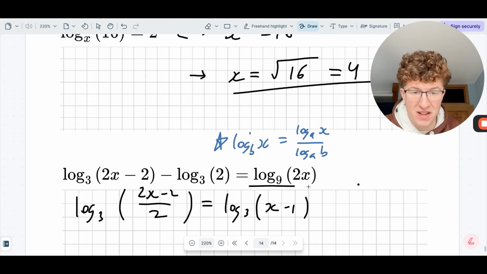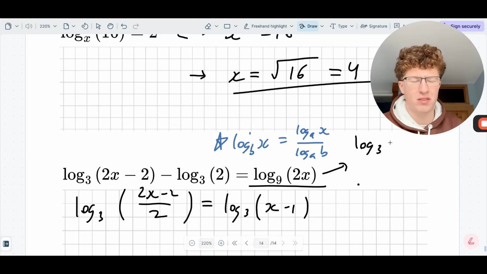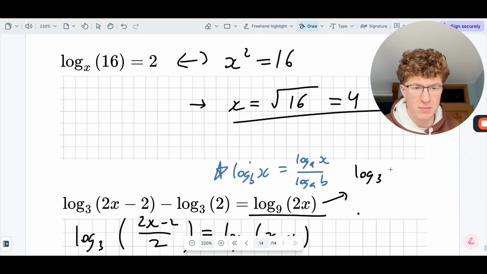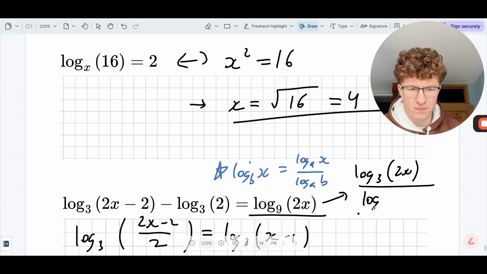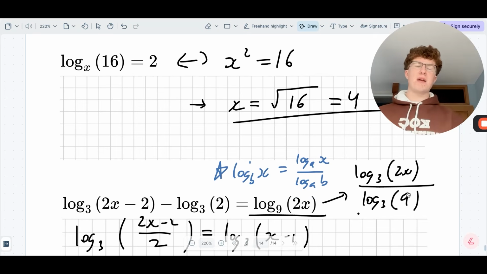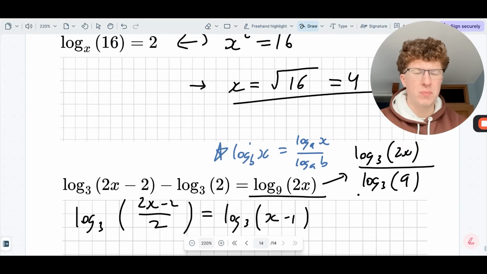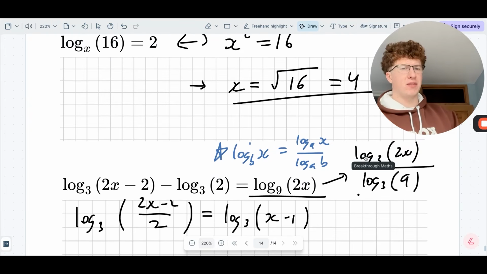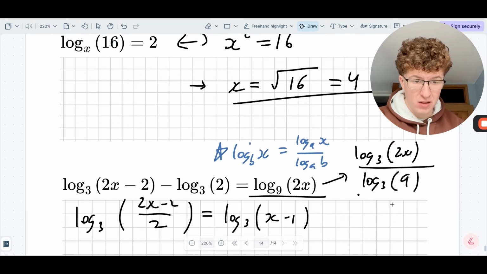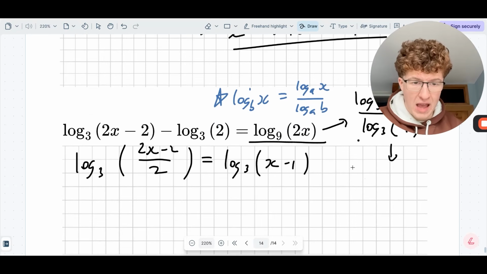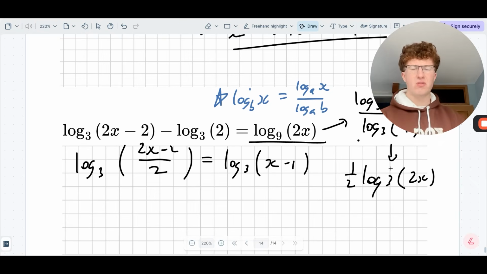So log to the base 9 of 2x. We can rewrite that as log to the base 3, because that's what we want. We want base 3. Log to the base 3 of 2x over log to the base 3 of the old base, which was 9. Log to the base 3 of 9. What do we put 3 to the power of to get 9? Well, 3 by 3 is 9, so that's just going to be 2. So this is going to equal a half log to the base 3 of 2x. So we've just rewritten the right-hand side and the left-hand side.